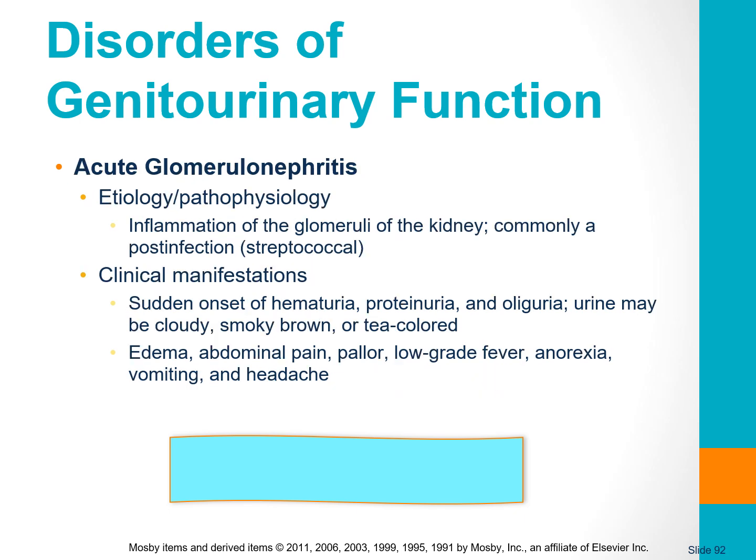Okay, what is acute glomerular nephritis? This is an inflammation of the glomeruli in the kidney, commonly post-infection, specifically strep. So this leads to circulatory congestion due to poor glomerular filtration rate. The kidneys are keeping too much sodium and water in the blood, essentially. So it manifests itself by sudden blood in the urine, protein dumping, increased thirst, urine that may be cloudy, smoky, or tea-colored, and edema, abdominal pain, pallor, low-grade fever, anorexia, vomiting, and headache.